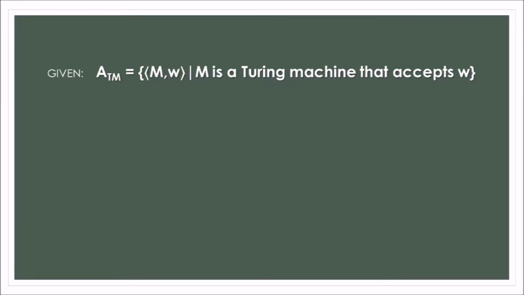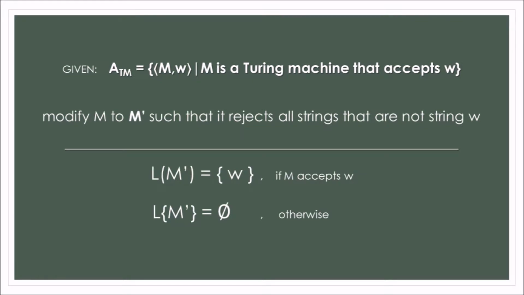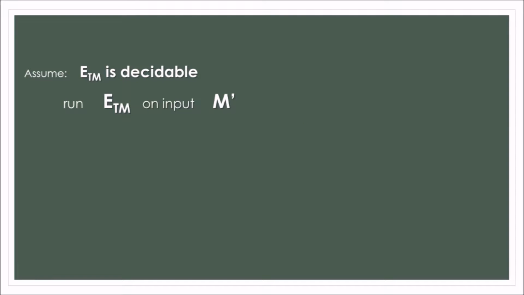So let's say we have an acceptance Turing machine A that decides whether a given Turing machine M accepts a string W. We then modify M to M prime such that it rejects all strings that are not W. So, the language of M prime can either be W if M accepts W, or empty otherwise. So let's assume that the Turing machine E can decide whether a given Turing machine M is empty. We then run the Turing machine E on the input Turing machine M prime.